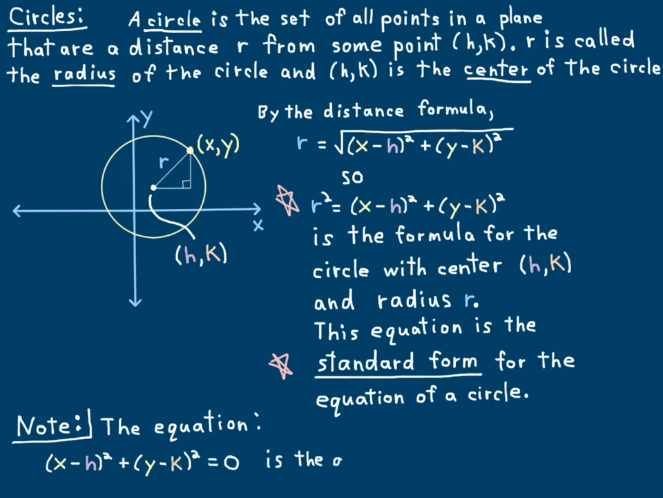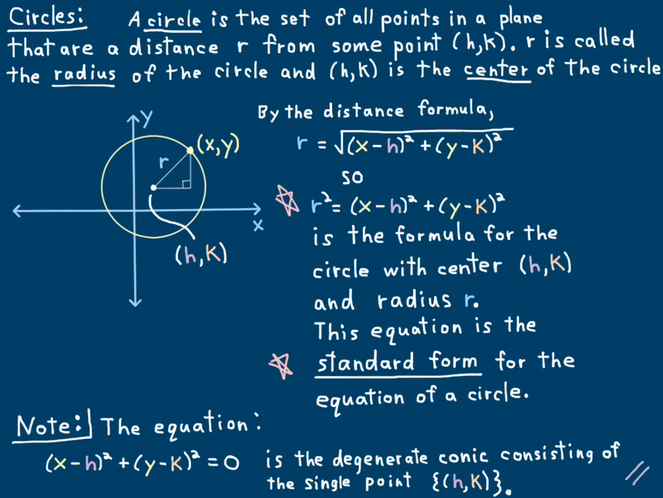So I'm just noting here that if you set r equal to 0, that's actually the degenerate conic, which is the center, which is just that single point. I put it in curly brackets because it's a set of points that we're interested in. So it's a set with one point in it. And that would be the center of the circle with a non-zero radius, but the same h and k.